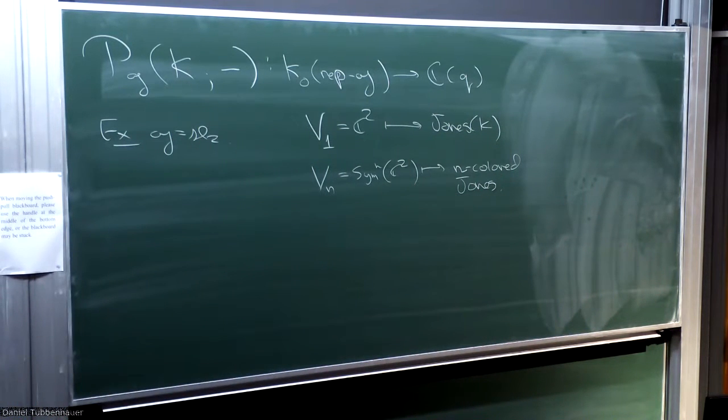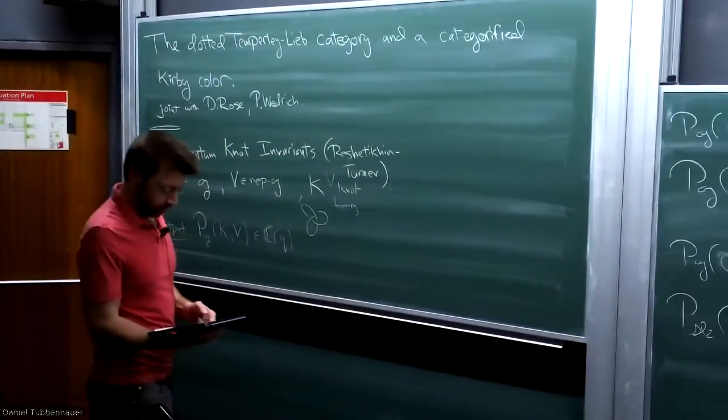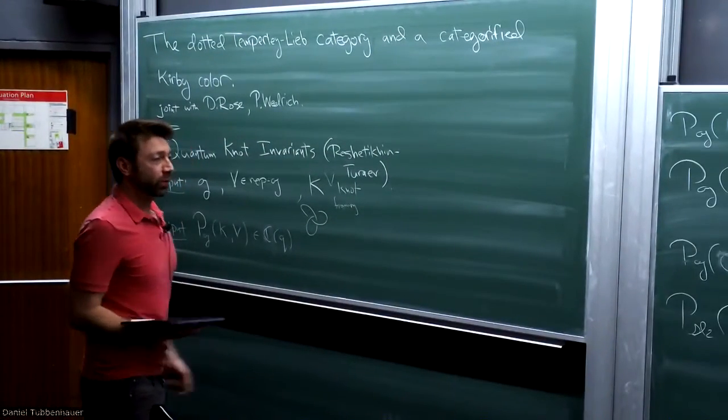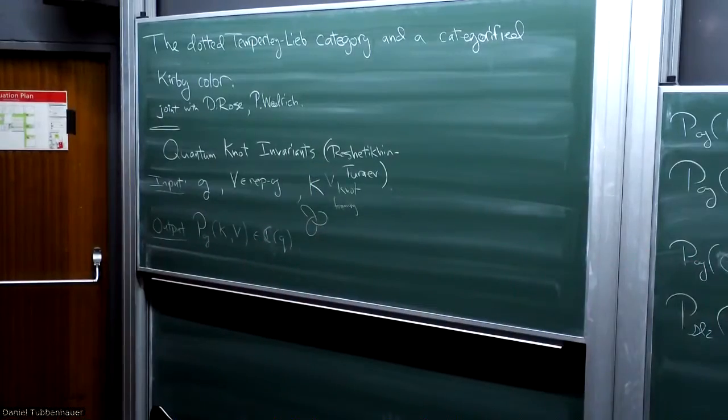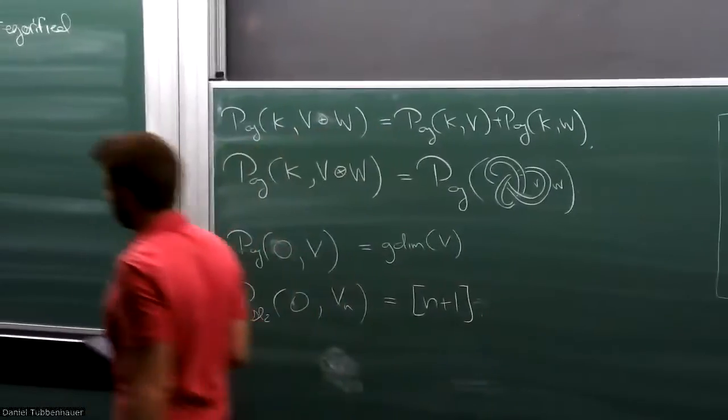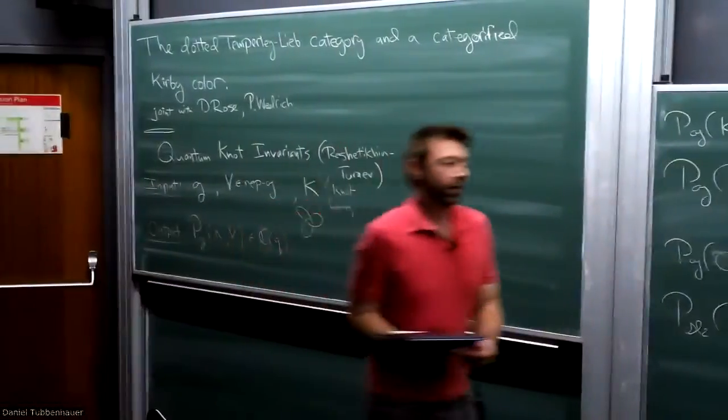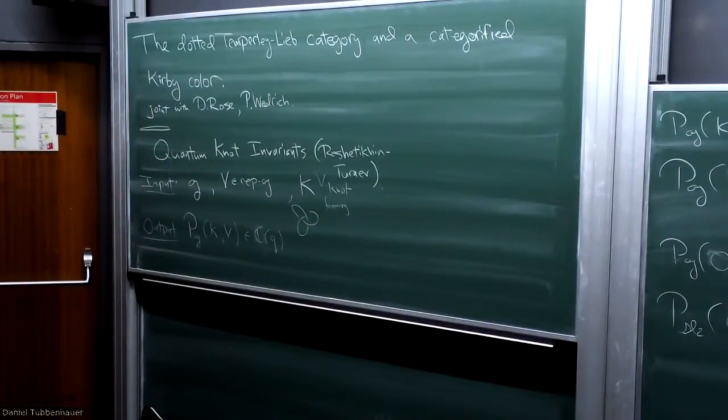This is the sort of story people were working on in the 80s and 90s. Too many people to list here. So the role of this representation ring, K0 of the category of representations, is called the skein module of the analogous.